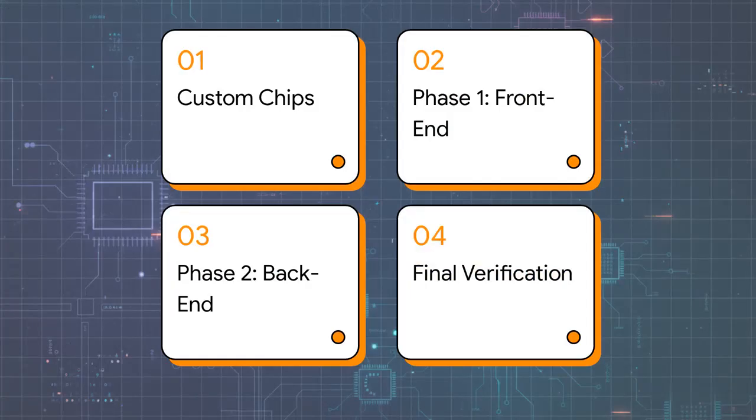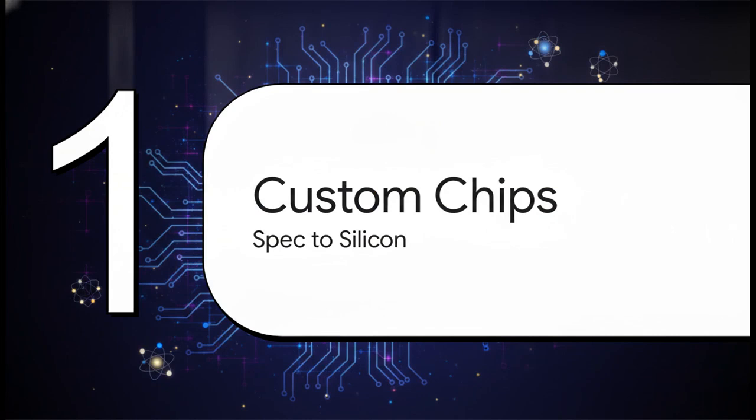Here's our roadmap for today. Number 1, the power of custom chips. Number 2, Phase 1, the front end. Number 3, Phase 2, the back end. And Number 4, final verification. Let's start with Section 1.